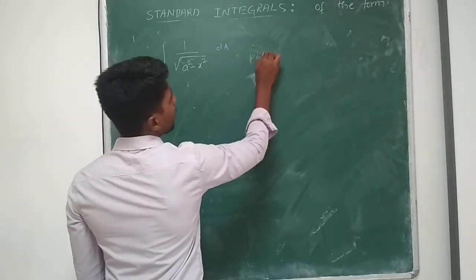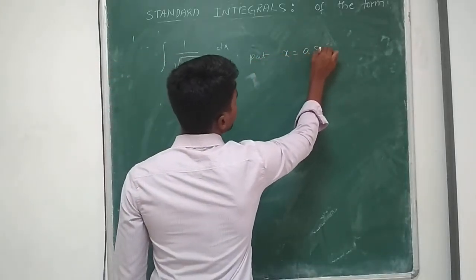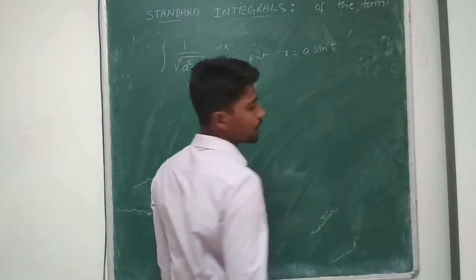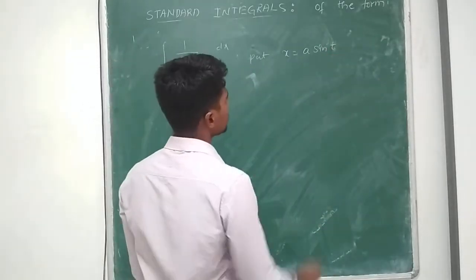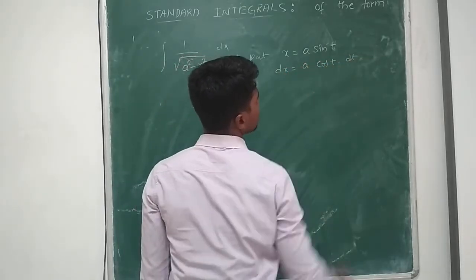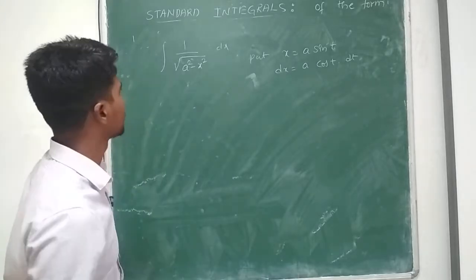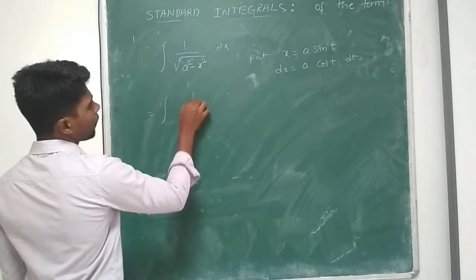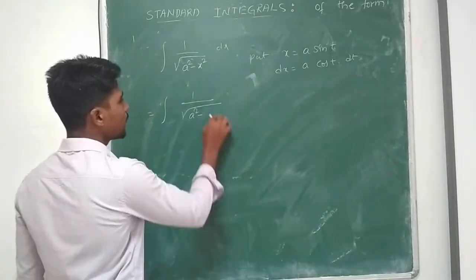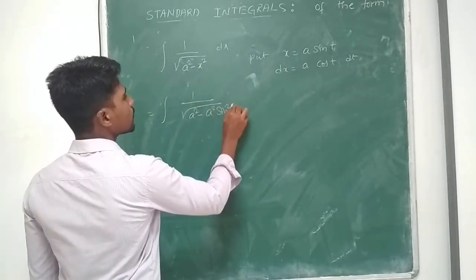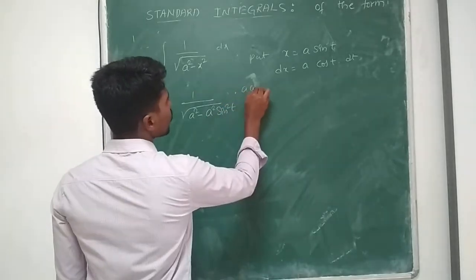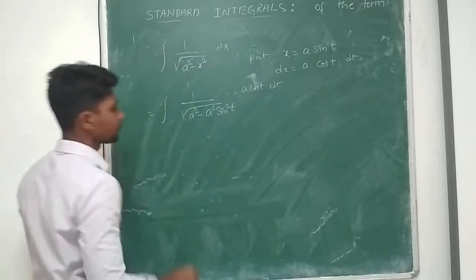In place of theta, we can use t as well. Now, put x is equal to a sin theta. We are more comfortable with t, so I use t. X is equal to a sin t, then dx will be equal to a into cos t dt. Integral 1 by root over a square minus x square: in place of x I substitute a sin t, so I get a square sin square t, and in place of dx I substitute a cos t dt.